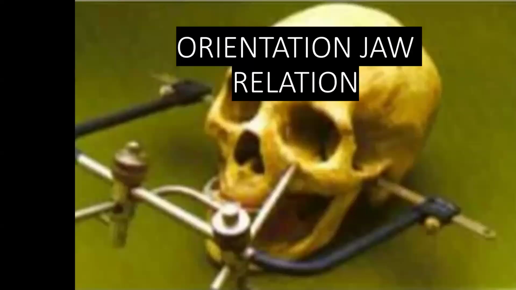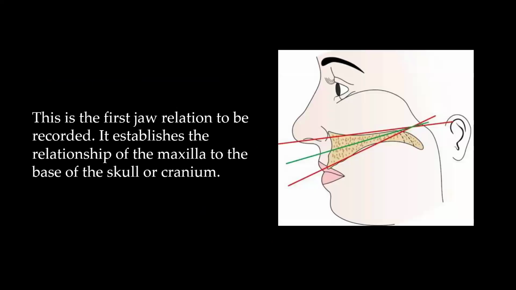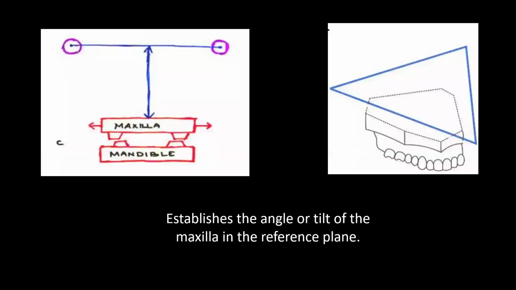So, to begin with, when we speak about the orientation jaw relation, we know that this is the first jaw relation that needs to be recorded, as it establishes the relationship of the maxilla to the base of the skull or the cranium. Now, in the first image, we see that the maxilla is being oriented to the intercondylar axis. This axis is constant and custom to a particular patient.